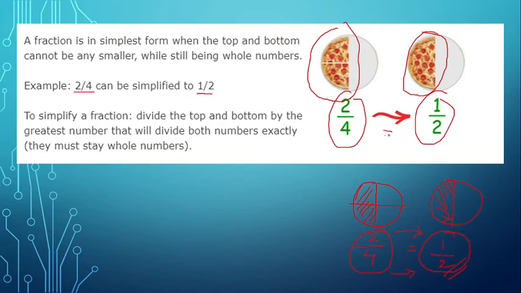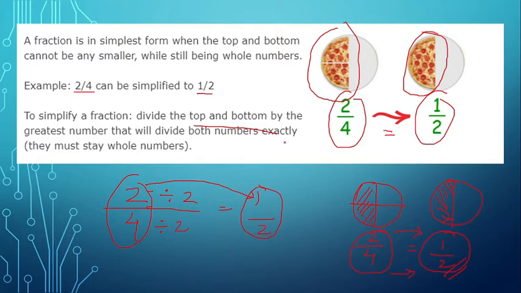Both are the same. In order to simplify a fraction, you have to divide the top and bottom numbers by the greatest number that will divide both the numerator and denominator. Which means 2 by 4, I can divide both the numerator and denominator by 2. So 2 by 2 is equal to 1 and 4 by 2 is equal to 2. So I get 2 by 4 is equivalent to 1 by 2. This is called simplification of fractions.